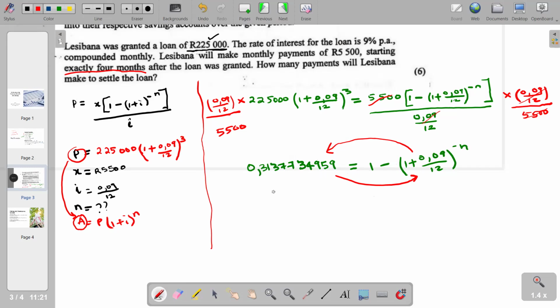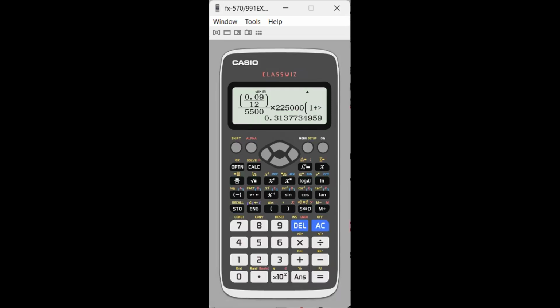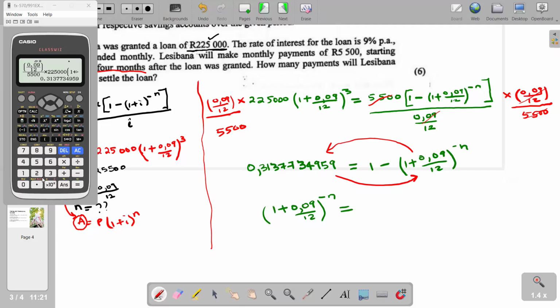So it means we are now going to be left with 1 plus 0.09 over 12 to the power negative n, because when it comes here, it becomes positive, being equal to 1 minus that. So we go to our calculator. So it's going to be 1 minus our answer.